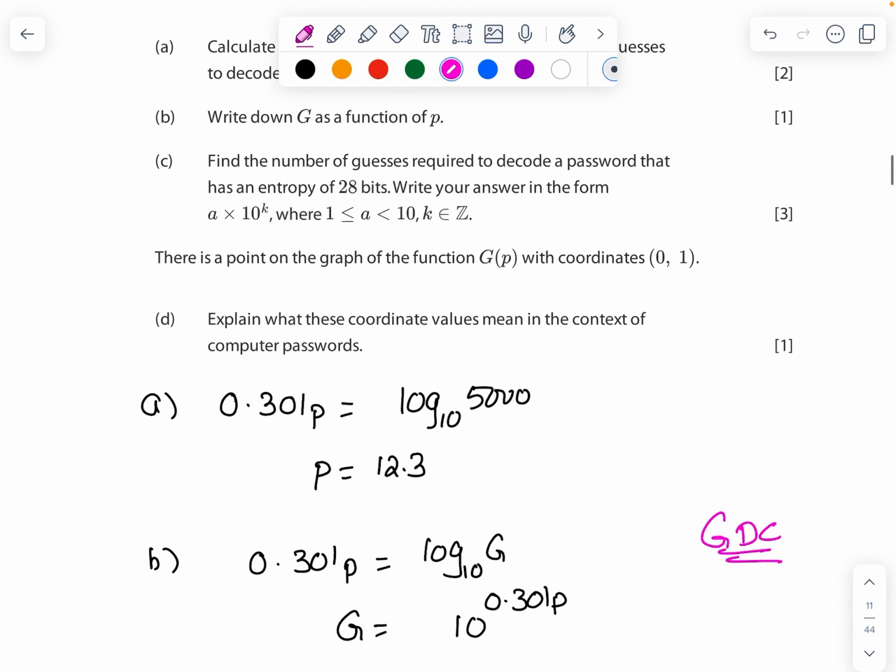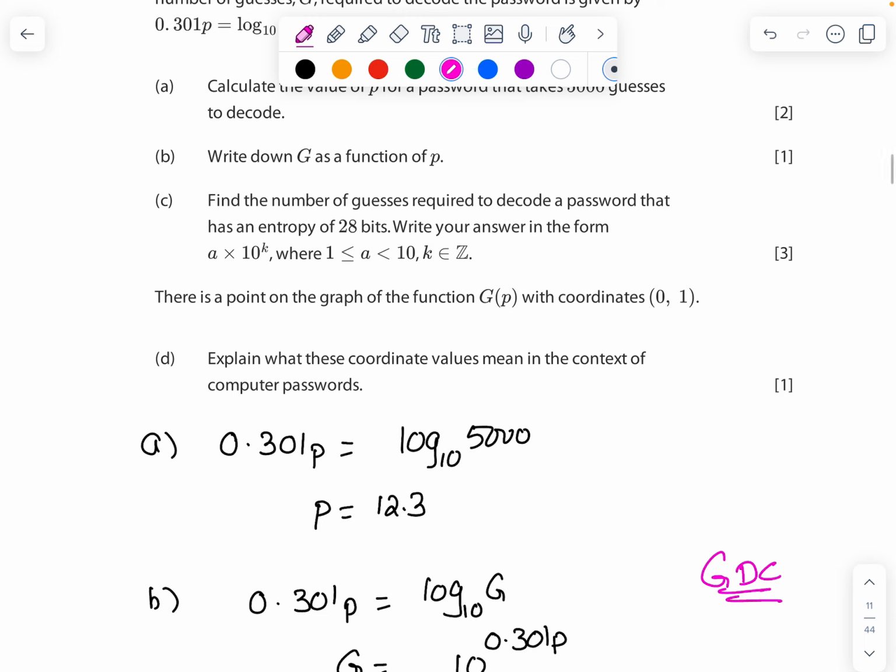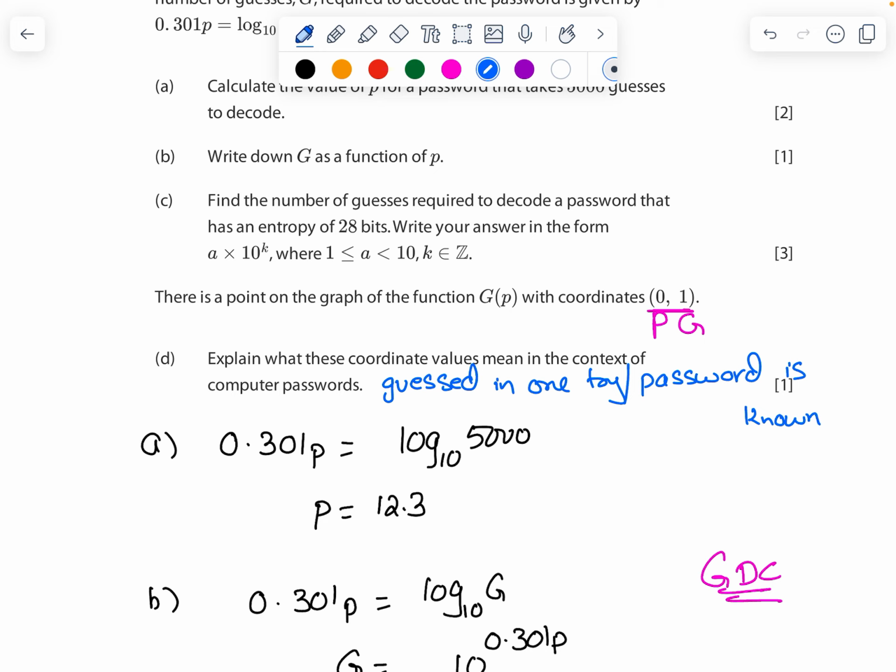And finally, there is a point on the graph, (0, 1). Explain what these coordinates mean. P is 0 and g is 1. It means I am guessing it in only the first time. If I'm guessing the first time, it is guessed in the first try. What does it mean, guessed in one try? It means the password is known. When can you get the guess the first time? Whenever you know the password. So guessed in one try, or the password is known.